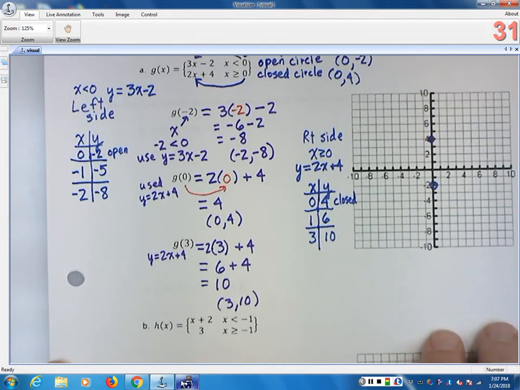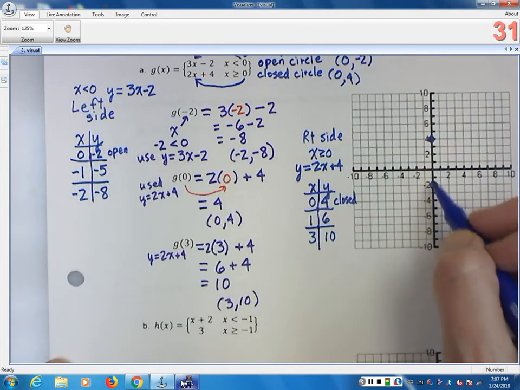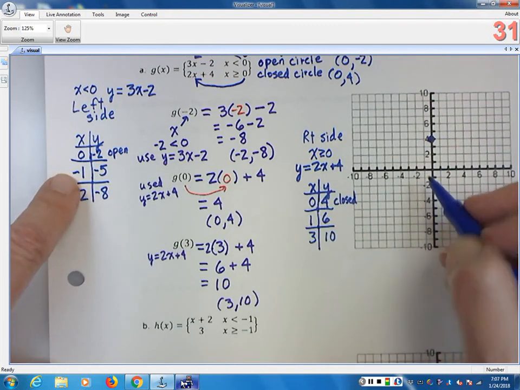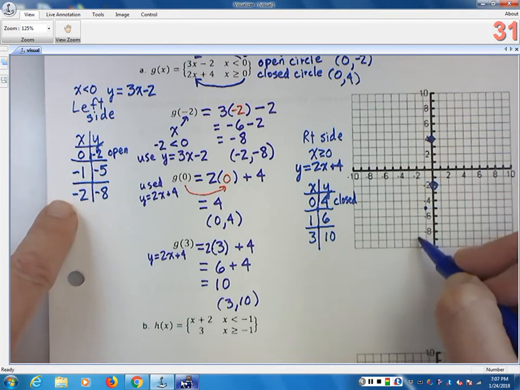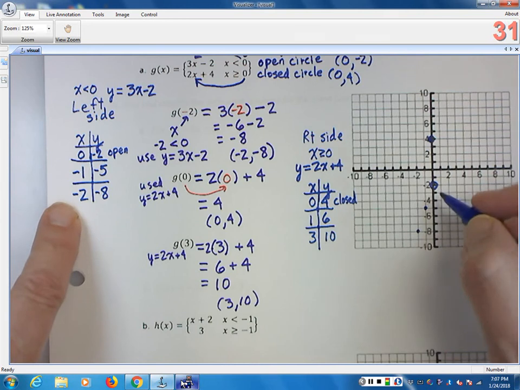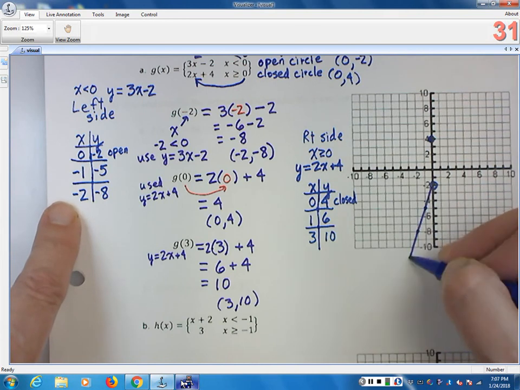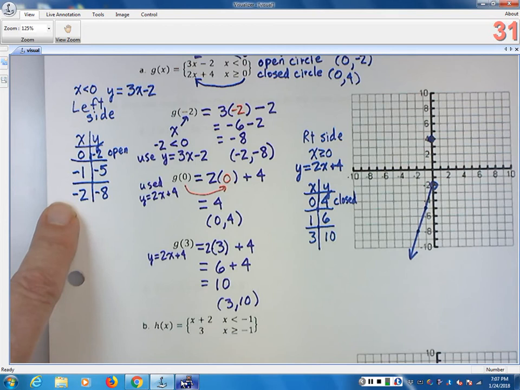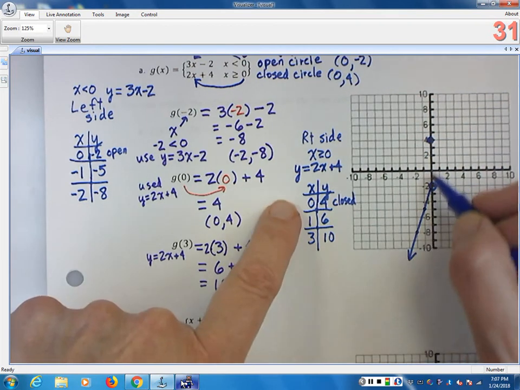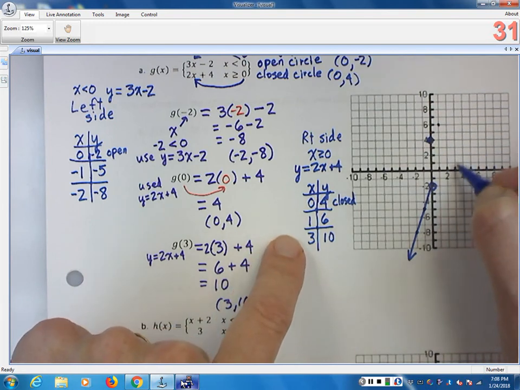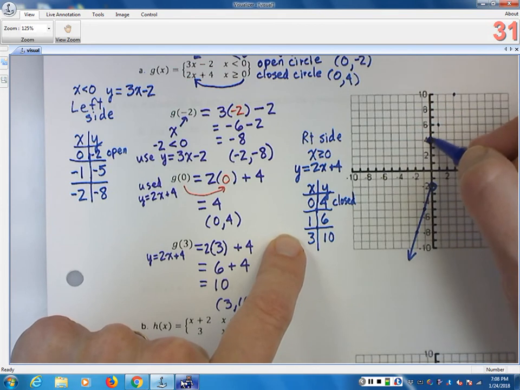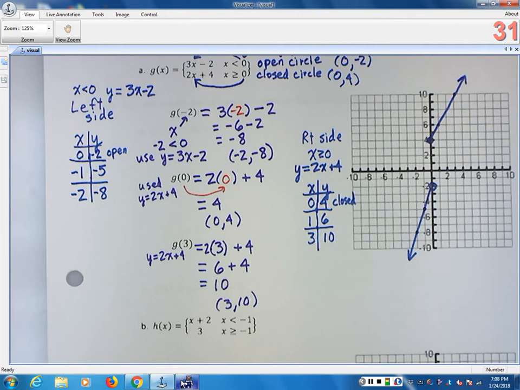So do it, graphing the left side, 0, -2, -1, -5 is just a point, so we make a little dot. -2, -8 is a point, and then you can take a straight edge, or I can draw pretty straight. Okay? And that's the left side. The right side, 0, 4 is a closed circle, 1, 6 is this point, 3, 10 up here, and that goes like this. And there's your piecewise function.